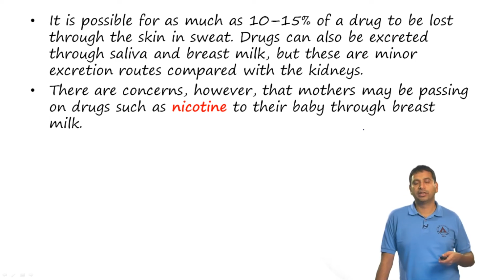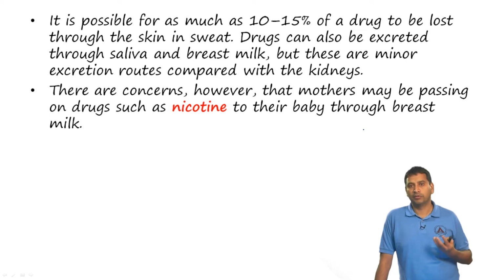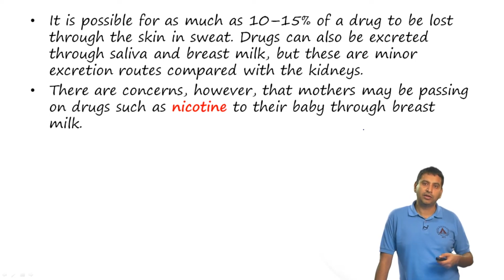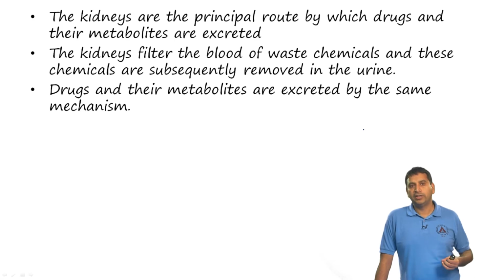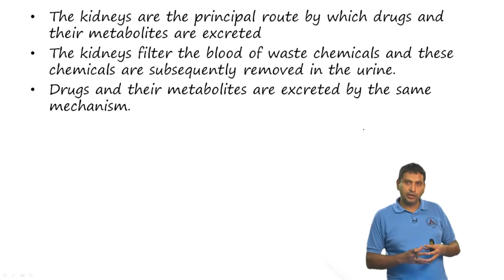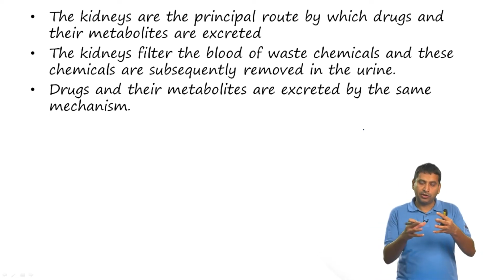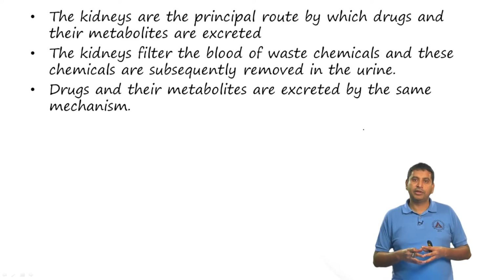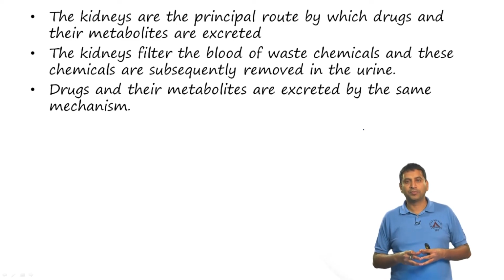By the way, in the case of mothers who are feeding the babies, there are drugs such as nicotine that get through the breast milk to the baby. So, one needs to be careful while they are feeding. Now, kidneys are the principal route by which drugs and their metabolites are excreted. The kidneys act as a filter and they filter the blood of waste chemicals and these chemicals are subsequently removed in the urine. So, kidney plays a very important role in excretion.